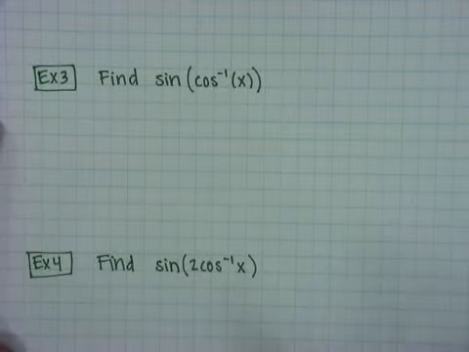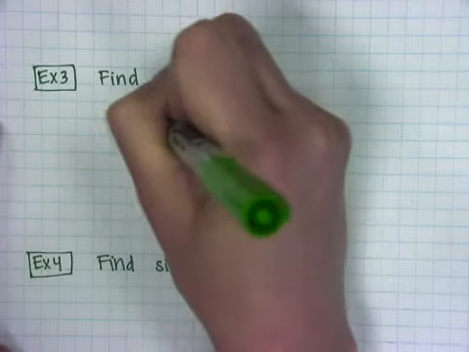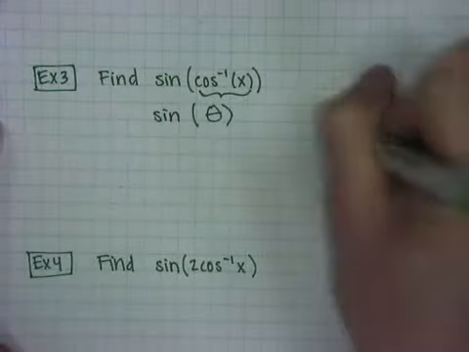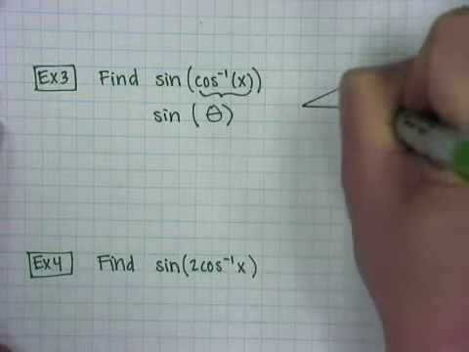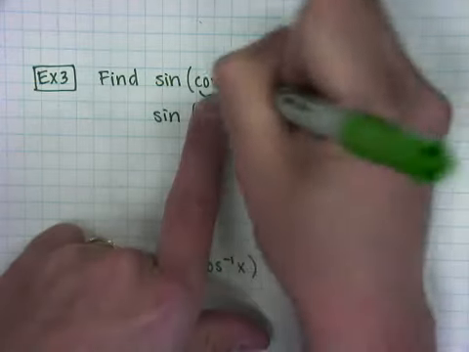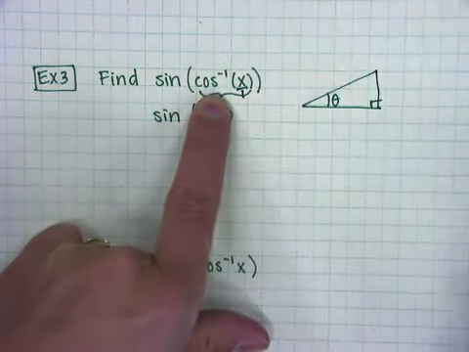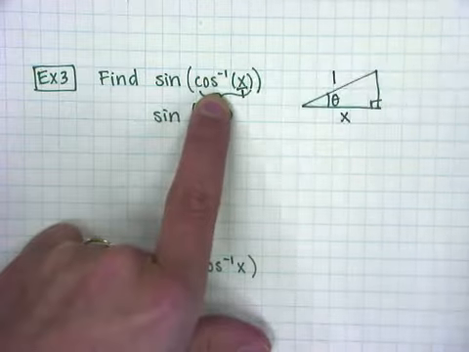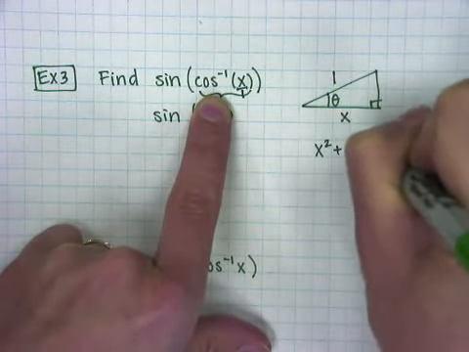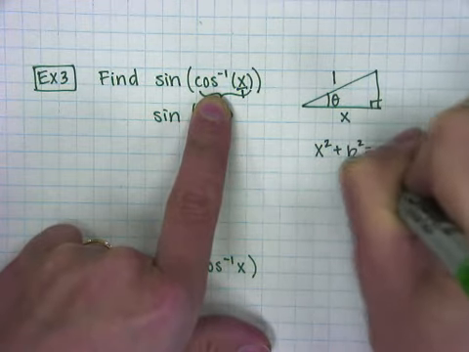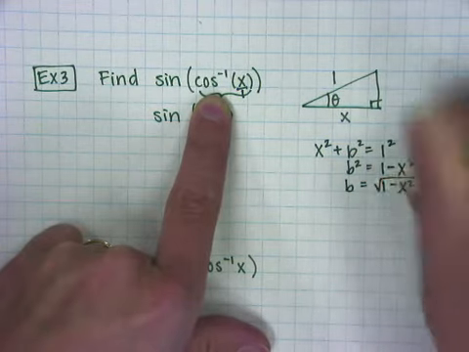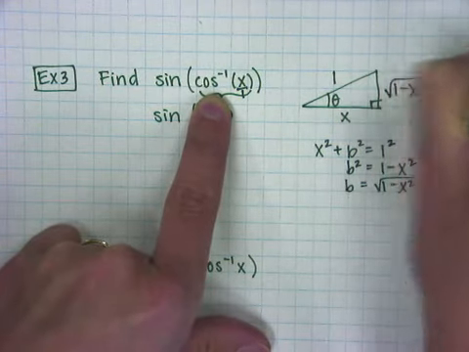I can do the same thing with just an x. So here I'm finding the sine, and this inverse function inside here is equal to theta. Then I draw a triangle, label my angle theta. Cosine is adjacent over hypotenuse, and since there's nothing underneath this, I'm going to assume it's a 1. So my adjacent side is x and my hypotenuse is 1. I can use the Pythagorean theorem, x squared plus b squared equals 1 squared. That means b squared equals 1 minus x squared, which means b equals the square root of 1 minus x squared to find this opposite side.